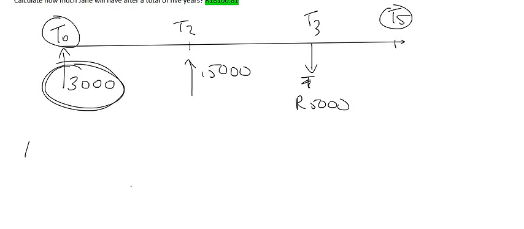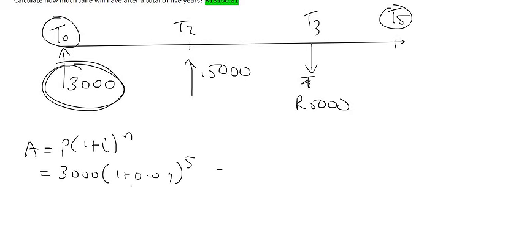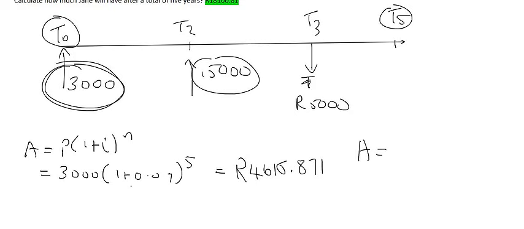So you do the compound formula for 5 years on that 3,000 Rand. And that's going to give you a total of 4,615 Rand and 0.871. I'm just going to use 3 decimal places because that's not our final answer. Then we look at this 15,000 Rand. How long will that be in the account for? Well, that's going to be in the account for 3 years.